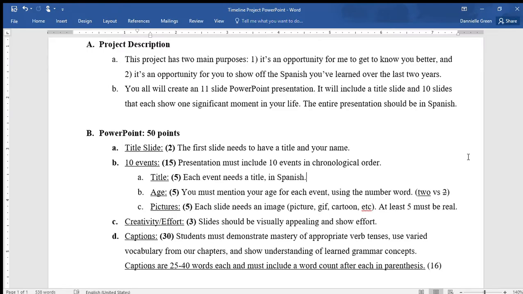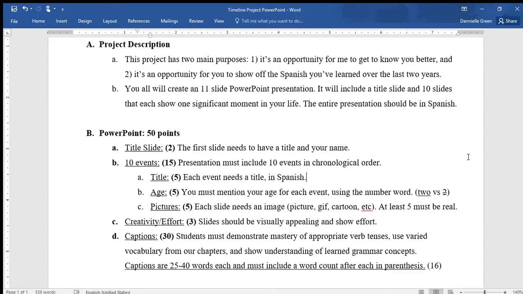Additionally, you all get 3 points for your creativity and effort, and that really just comes down to making your presentation visually appealing. So when you open a new PowerPoint, all the slides are white and blank. Do not leave your PowerPoint that way. If you do, you will not get the points for the creativity and effort. Choose a different color background, put some sort of theme to it, arrange your pictures in a creative way, whatever it takes for you. Now, each slide also has to have a caption to go along with the picture.